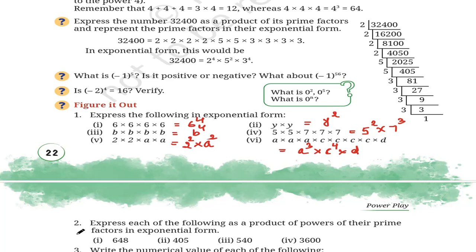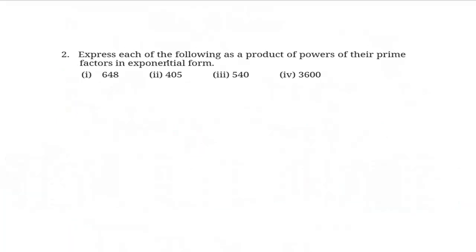Now moving to question number 2. Here you have to express each of the following as a product of powers of their prime factors in exponential form. Meaning for each number you have to do the prime factorization and then give the answer in exponent form. Okay, so let's do question number 2.